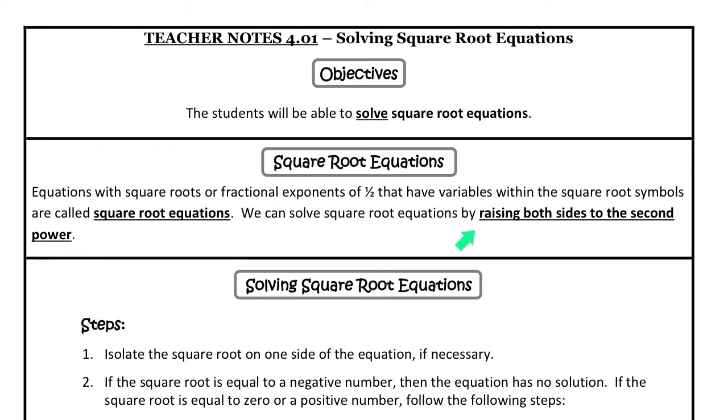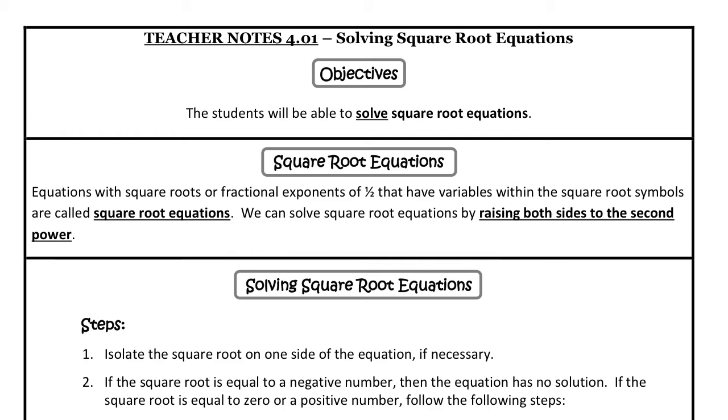We can solve square root equations by raising both sides to the second power. So this is something that we've seen when we were looking for the inverse, right? Whenever we were looking for the inverse of a square root equation, we would raise both sides to the second power. So we're going to be practicing this in this topic, in this chapter.